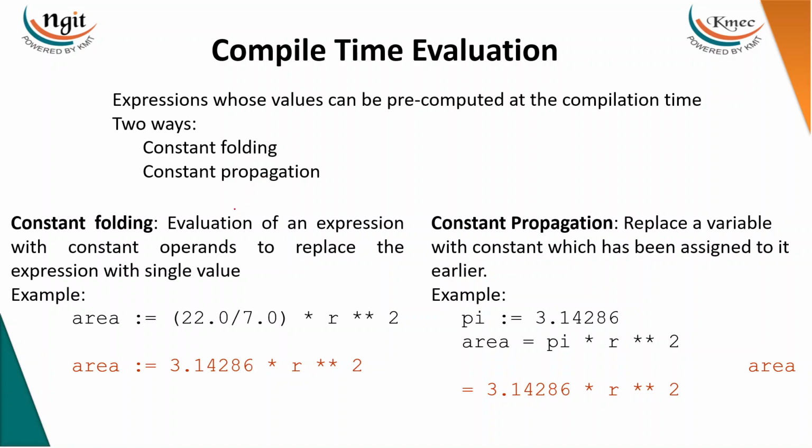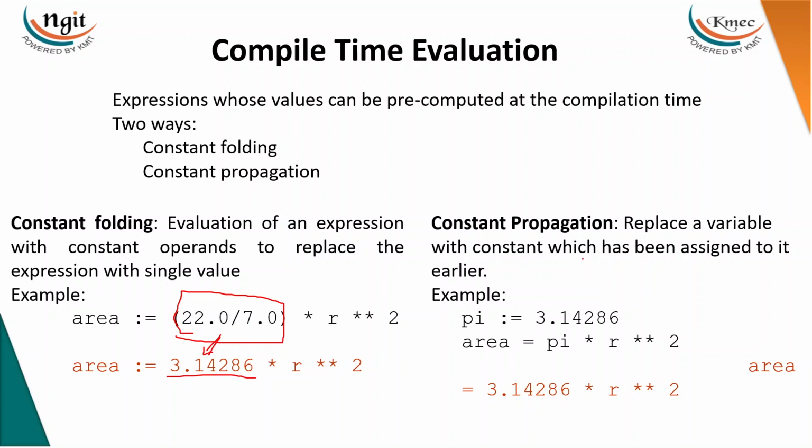Let me first go with constant folding. It evaluates an expression with constant operands and replaces the expression with a single value. Here, 22.0 divided by 7.0, these two are constants at the time of compilation. So we can evaluate this expression at compile time and just replace it with the result, that is 3.14. This is called folding.